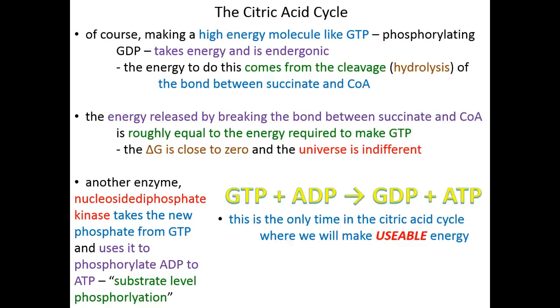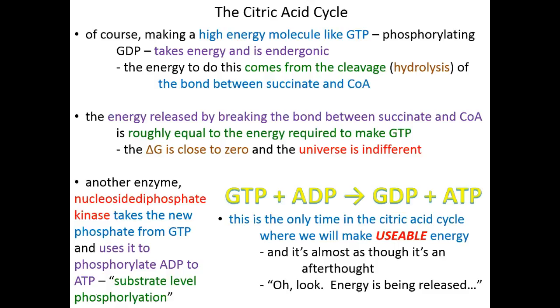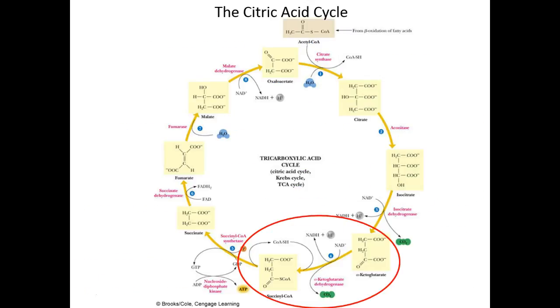This is the only point in the citric acid cycle where we will make any type of usable energy. The rest of the citric acid cycle is for harvesting electrons, as we've already said. And it's almost as if making this single ATP molecule is an afterthought. It's almost like, hey, look, all of a sudden we're releasing a bunch of energy. Well, let's go ahead and capture that before it's wasted. And that is the philosophy behind this step.